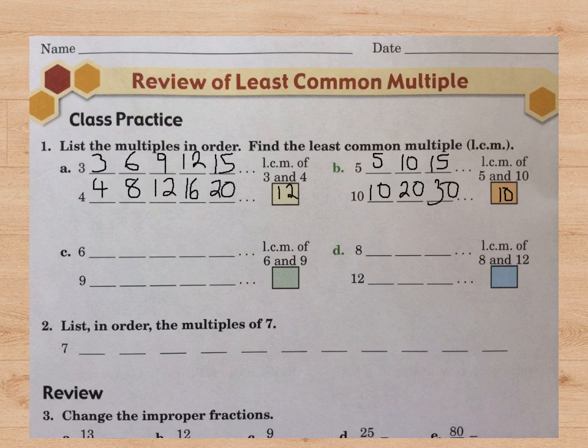C, 6, 12, 18, 24, 30, dot, dot, dot, 9, 18, 27, 36, 45, dot, dot, dot. And so our LCM of 6 and 9 would be 18. Notice that 18 is the lowest number that is in here and in here.